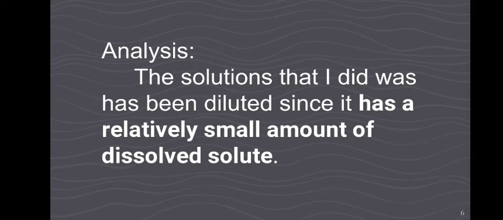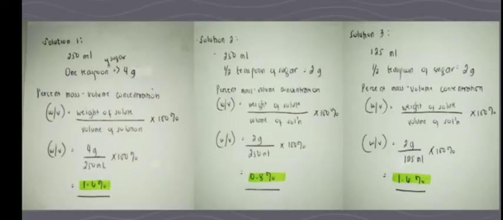Analysis: the solutions that I made are diluted since they have a relatively small amount of dissolved solute. So calculate the concentration of each solution. In solution number 1, we are given 250 ml and 1 teaspoon of sugar, which is equal to 4 grams. So we will solve it by percent mass volume concentration.